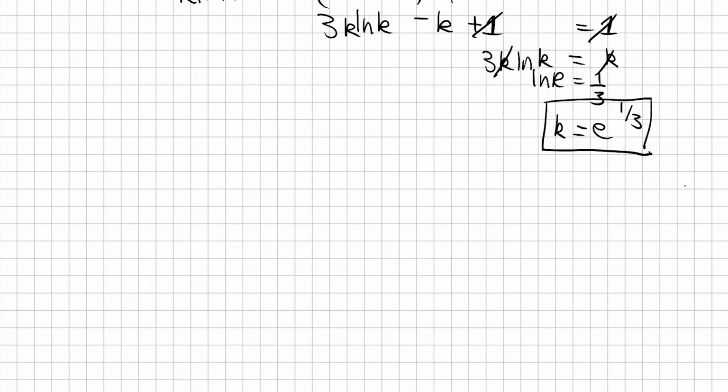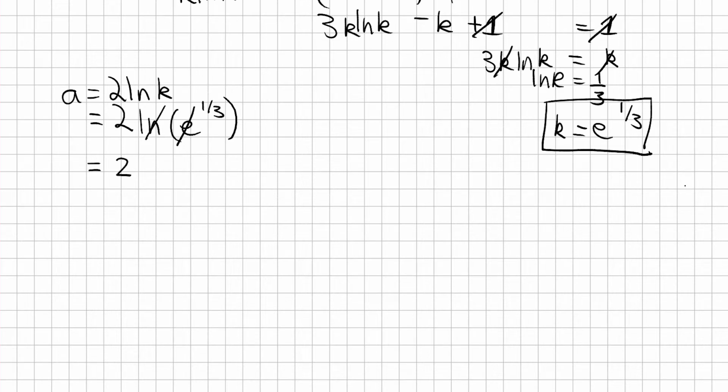And if we remember that a was equal to 2 times the natural log of k, we get a equals 2 times the natural log of e to the 1/3. The natural log and the exponential function cancel, so we're going to get that a equals 2 times 1/3, which equals 2/3.